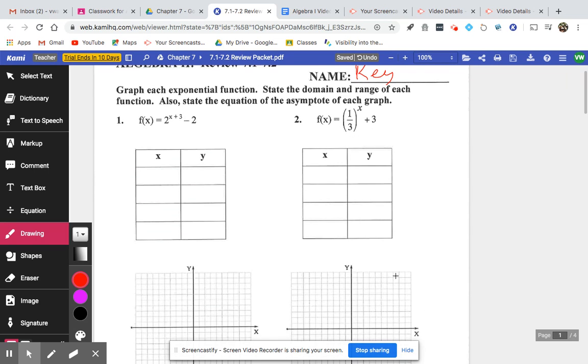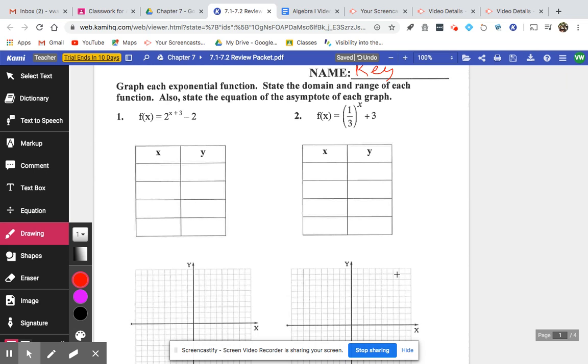Okay, number 1 and number 2, we want to graph each exponential function. We want to state the domain and the range of each function, and also state the equation of the asymptote of each graph. So here they give us a little xy table for f of x equals 2 to the x plus 3 power minus 2.